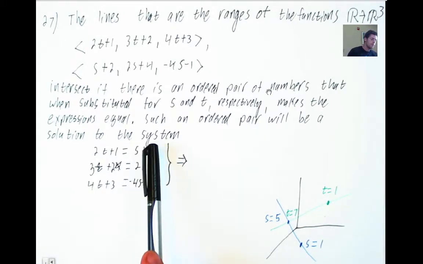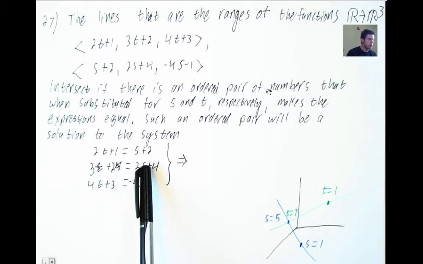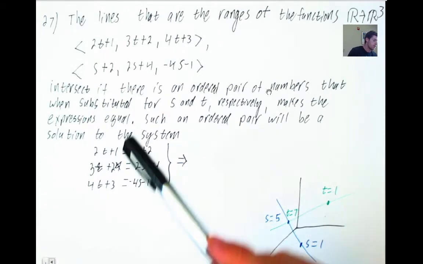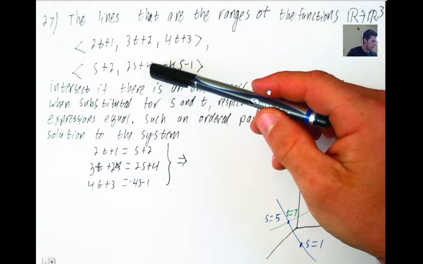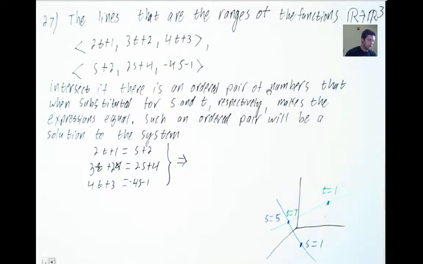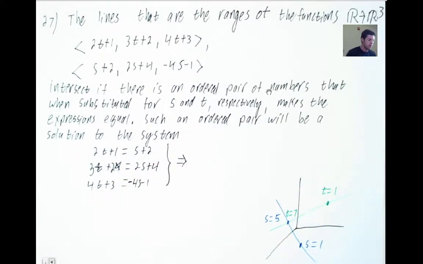So that ordered pair s and t will be a solution to the system: 2t plus 1 is s plus 2. That's equating the first components. Here I started equating the second components and I made a typo, so please excuse the ugliness. And then the third components also are equated. Now I want to find an implication of this system of equations.